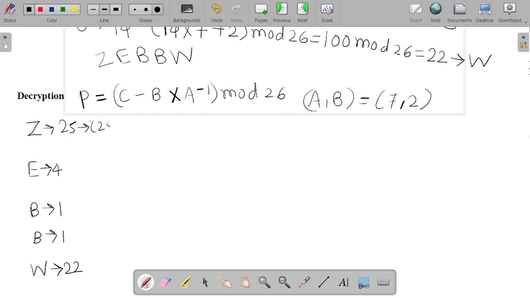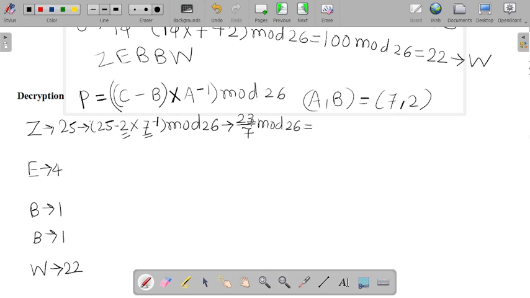For Z, 25 minus 2 into 7 inverse mod 26, because B is our 2 and A is 7. After calculating, 25 minus 2 is equal to 23, into 7 inverse, which we can write as 23 divided by 7. First we solve the C minus B part, and then we calculate the value of A inverse. That's why we write it as 23 divided by 7 mod 26.